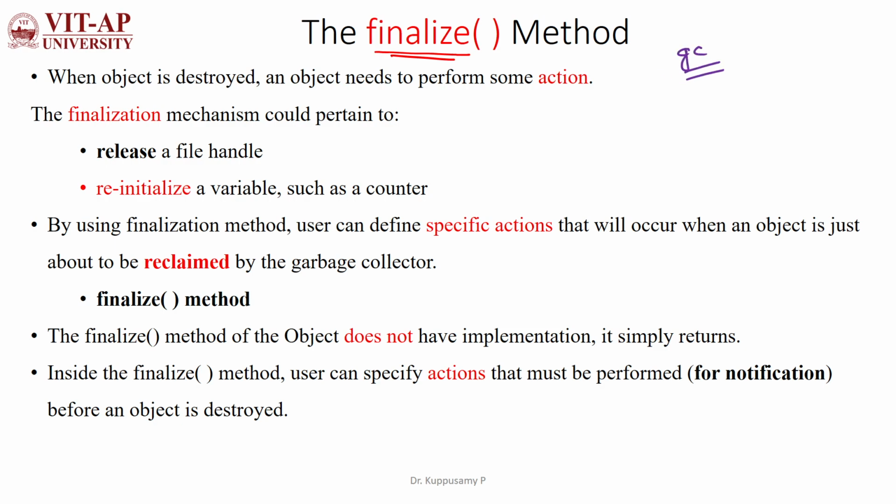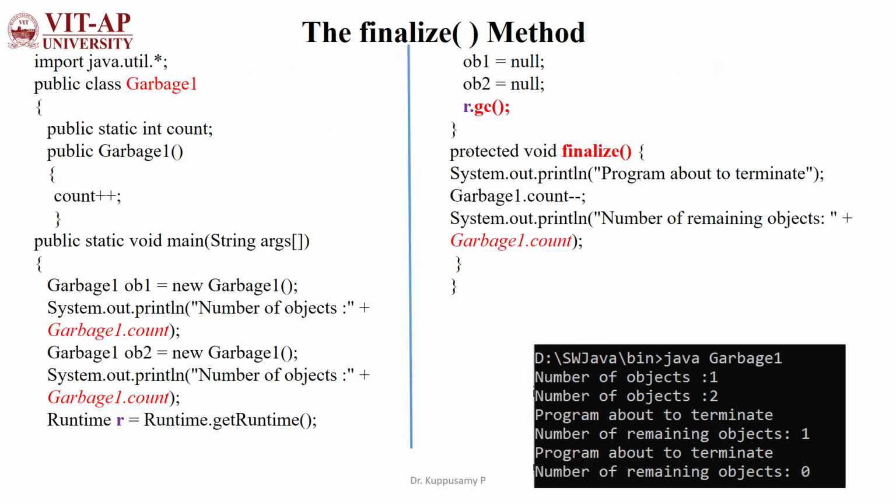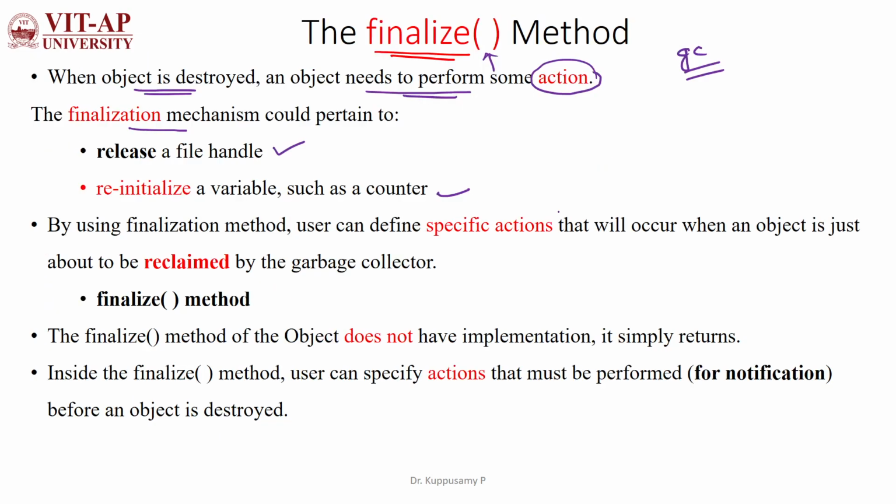Likewise, we can use the finalize method to get a notification when we apply the garbage collection method. The finalize method is used whenever the object is destroyed and objects need to perform some action. That action can be given inside the finalize method. The finalization mechanism is applied to release a file handle and also reinitialize a variable such as a counter. For example, when we use the finalize method, we use the count variable to know how many objects we are using inside the finalize method or inside the program.